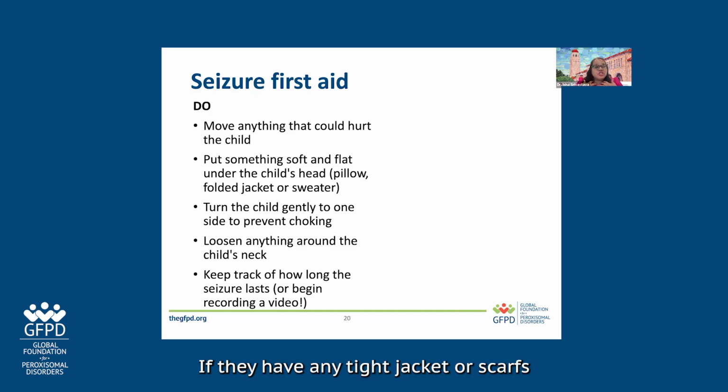If they have any tight jackets or scarves or anything tight around their neck, it can be helpful to loosen it to prevent any sort of tightness or strangulation around their neck. And then, like I said, really important to keep track of how long the seizure lasts or begin recording a video.